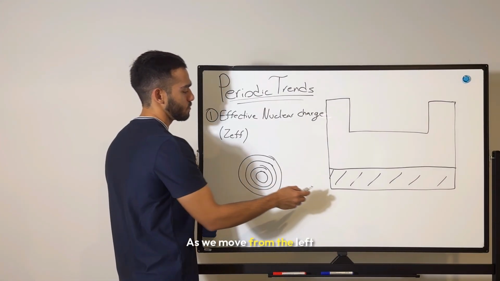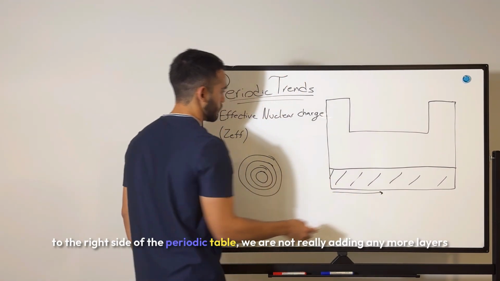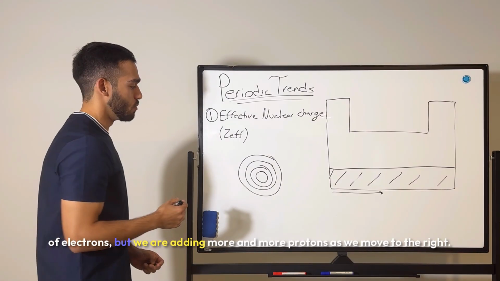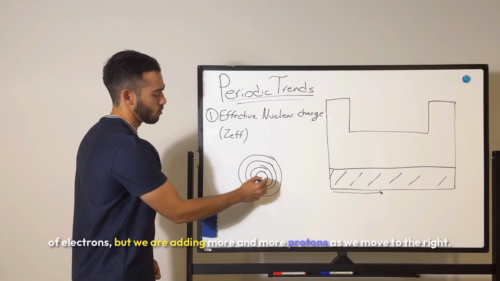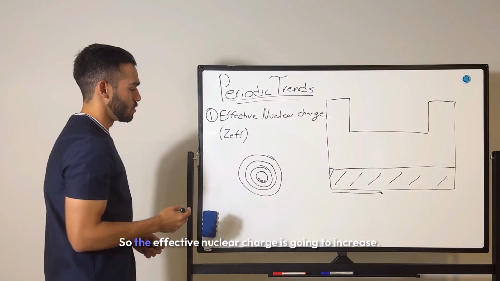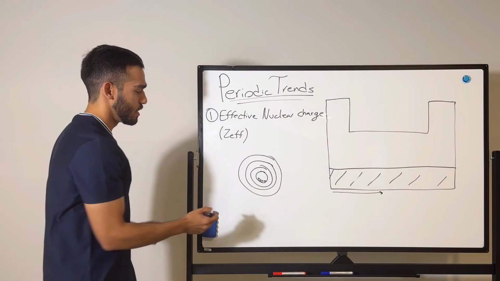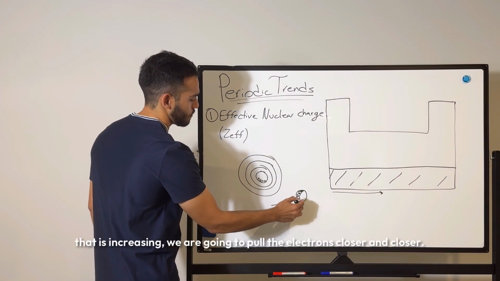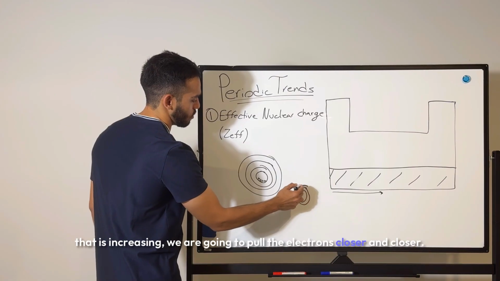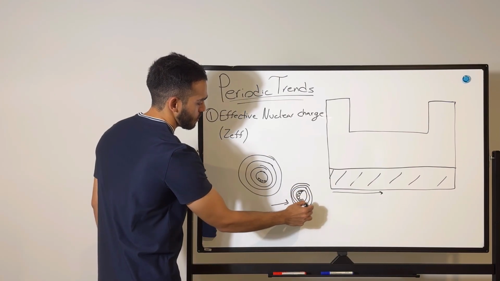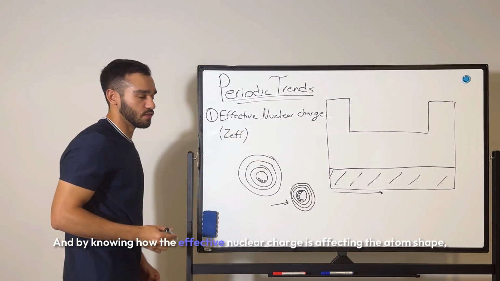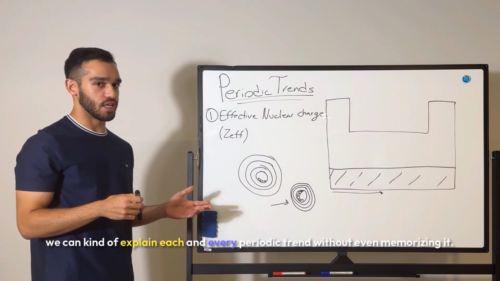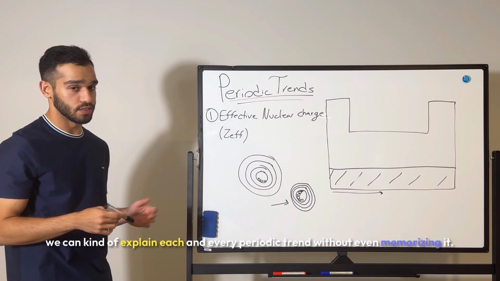As we move from the left to the right side of the periodic table, we are not really adding any more layers of electrons, but we are adding more and more protons as we move to the right. So the effective nuclear charge is going to increase. And as we are moving that way, because of the number of protons that is increasing, we are going to pull the electrons closer and closer. And by knowing how the effective nuclear charge is affecting the atom shape, we can kind of explain each and every periodic trend without even memorizing.